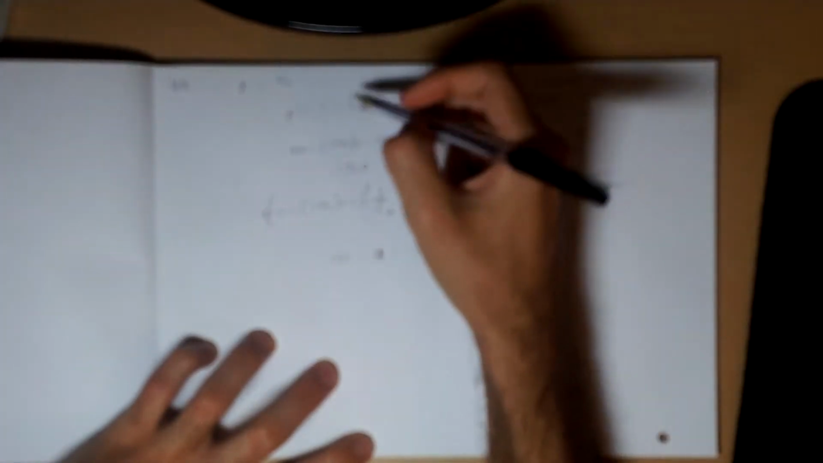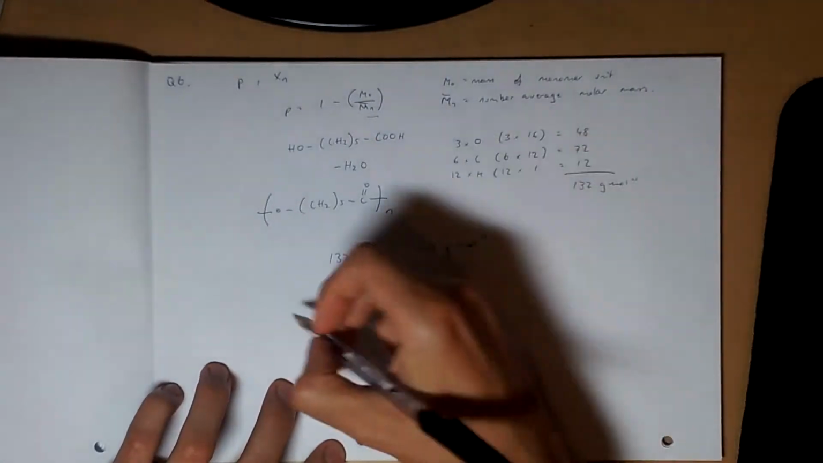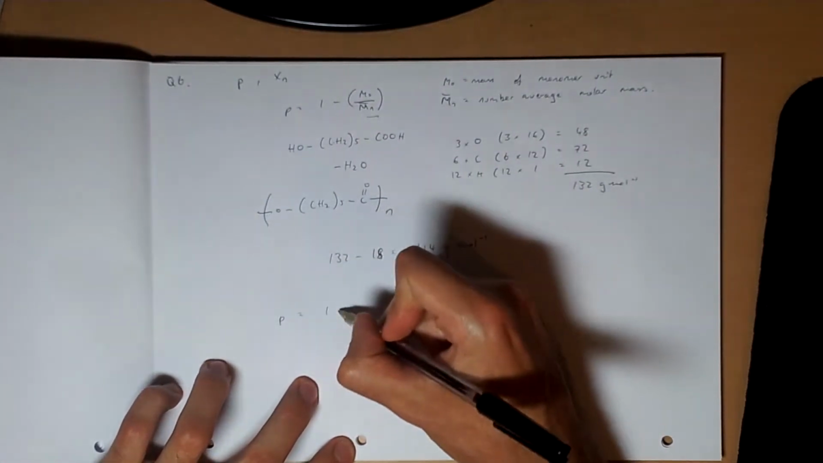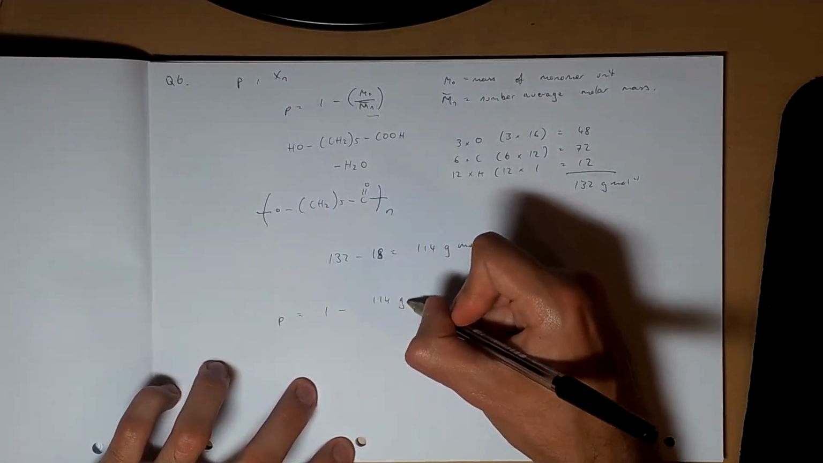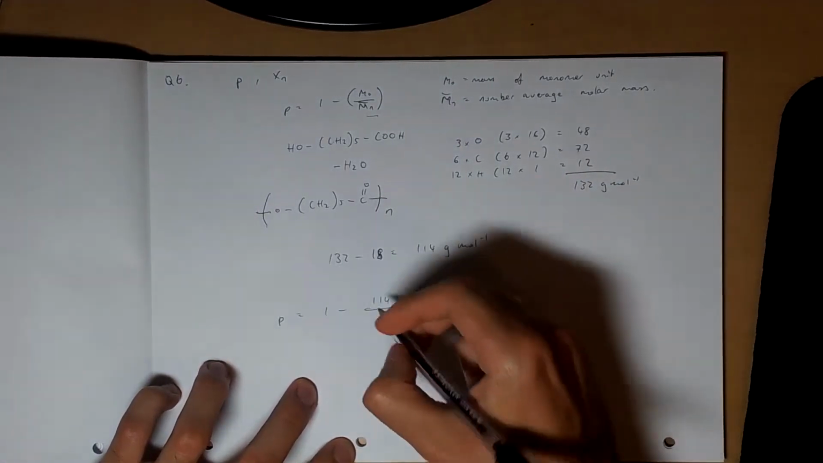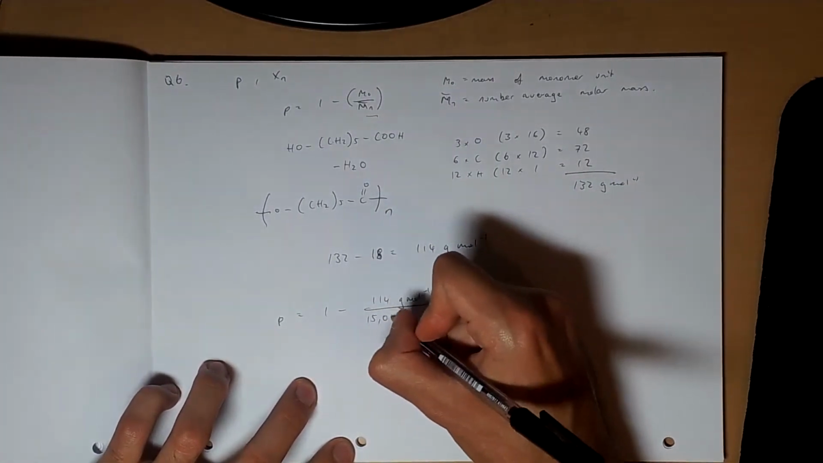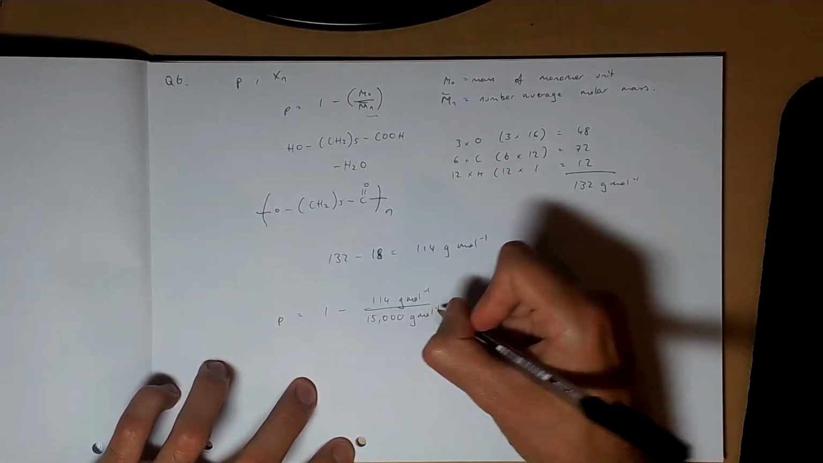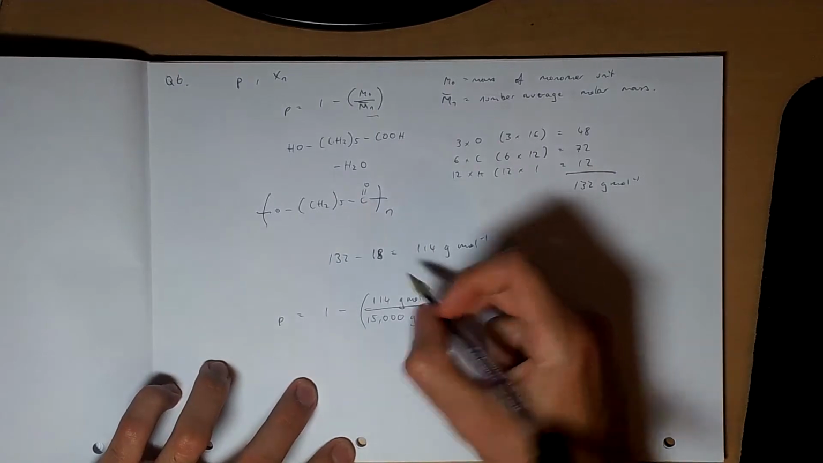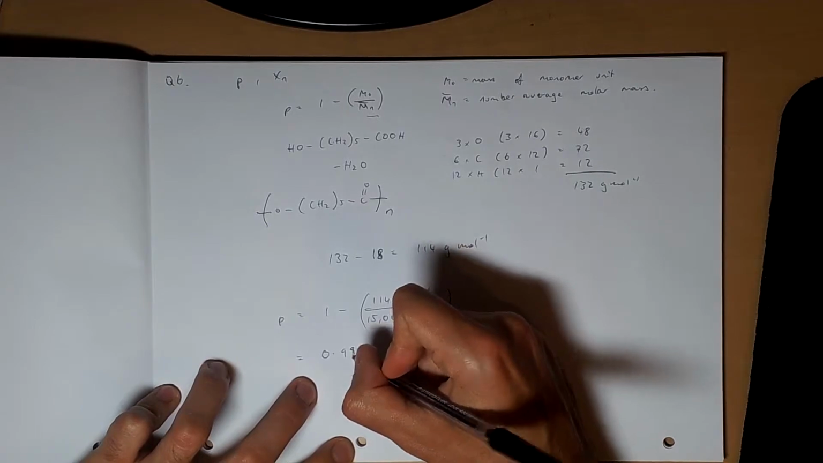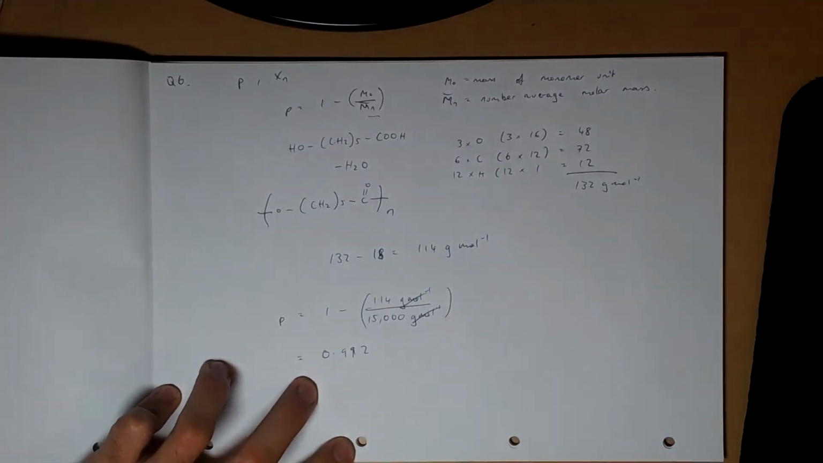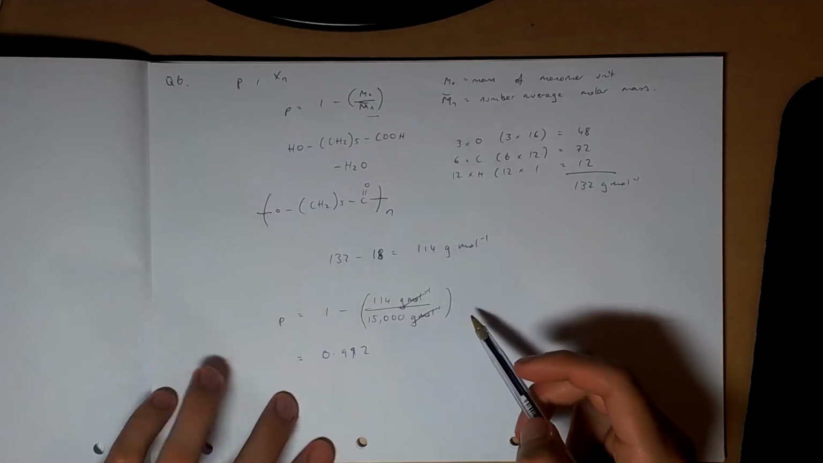So if we plug that into this equation up here, we get P equals 1 minus 114 over 15,000, which is equal to 0.992 with no units, as these cancel out. So this is the first part of this question.